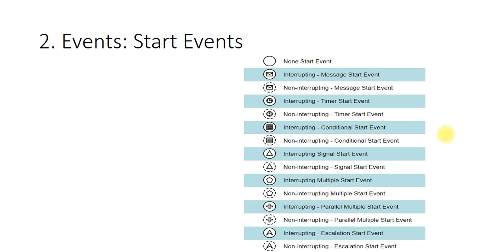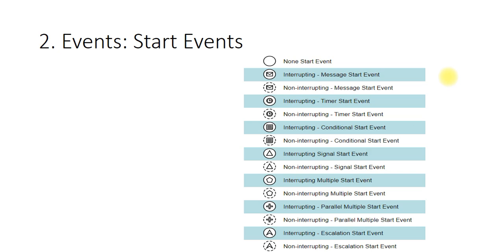So start events. With delimiters shown in the event circle, the start event can be any one of the following. There is a none start event, then there is message start event, then there is timer start event, conditional start event, signal start event, multiple start event, parallel multiple start, etc. So we are going to see what each of them really means. A none start event is used for a sub-process and can be used in an embedded fashion or in a called fashion.